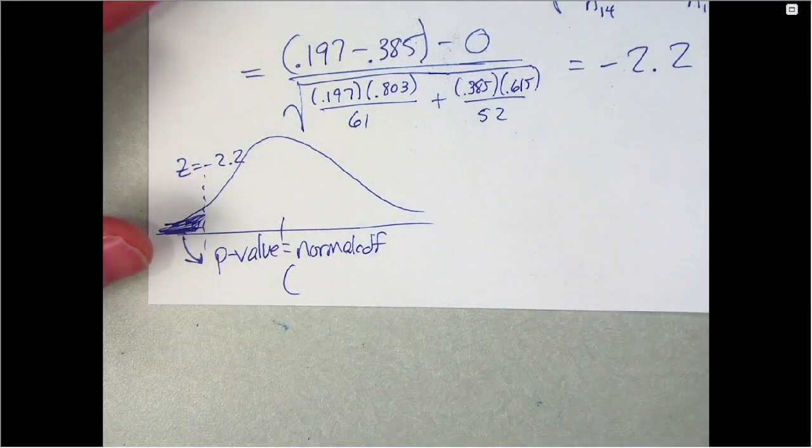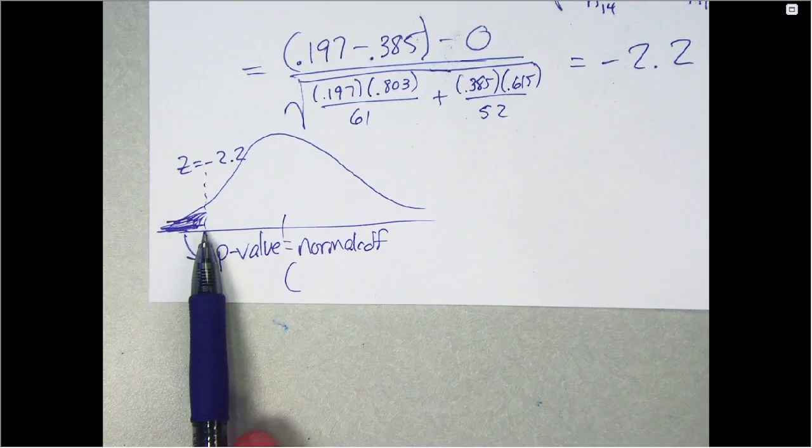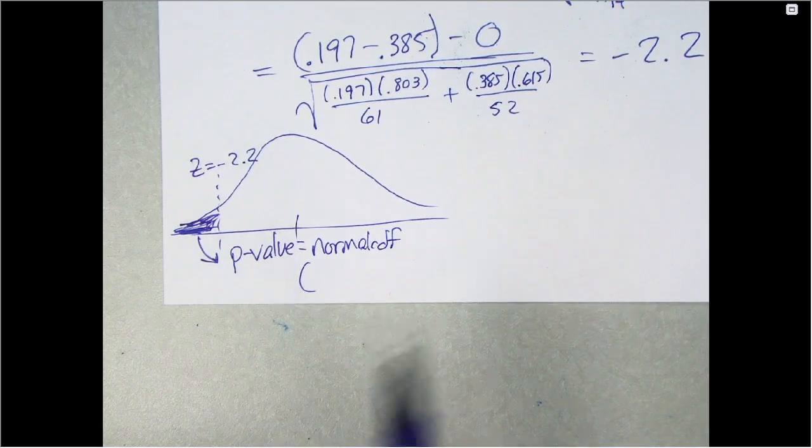So that's normal CDF. What is my left-hand boundary? Negative 999, and I'm going all the way up to negative 2.2.